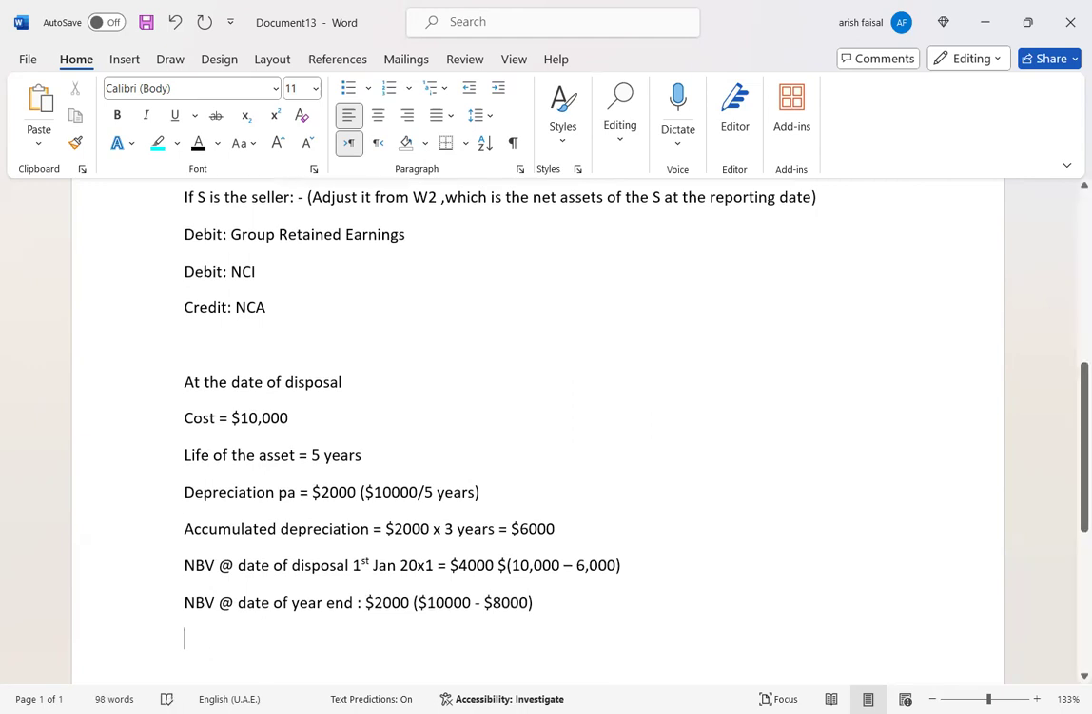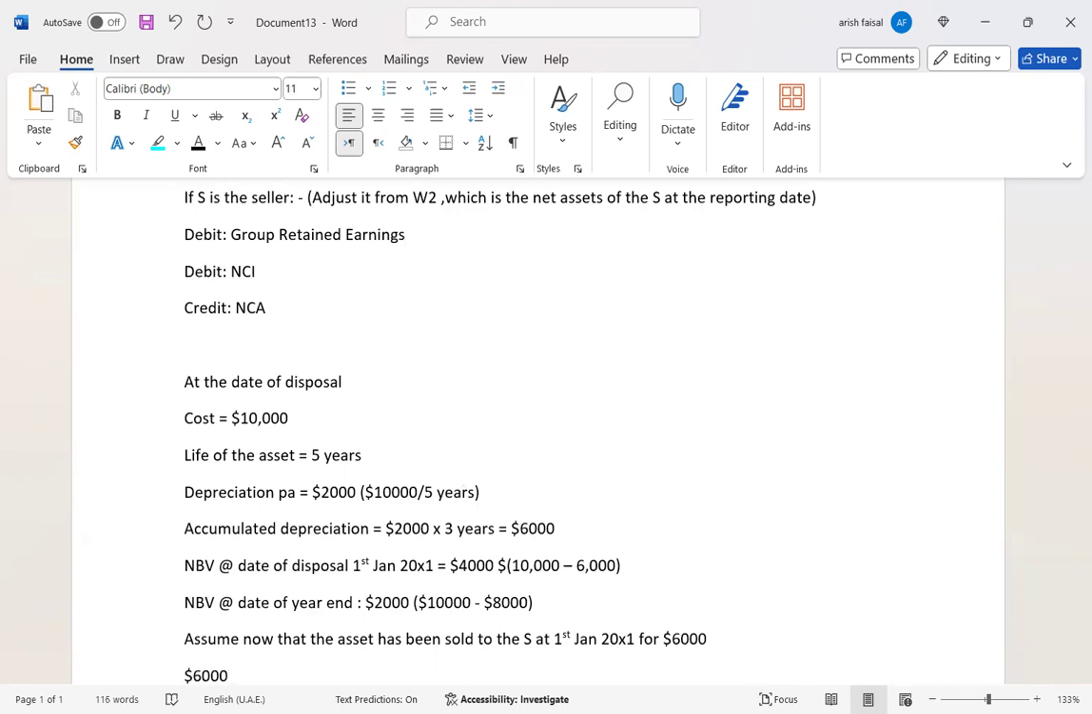But now the fact is that it has been sold to the subsidiary for 6,000. So assume now that the asset has been sold to the subsidiary on 1st of January 2001 for 6,000. In that case, this asset in the books of the subsidiary would have been at 6,000, and the remaining life for this asset would have been 2 years if it had been disposed of on 1st of January 2001, right?